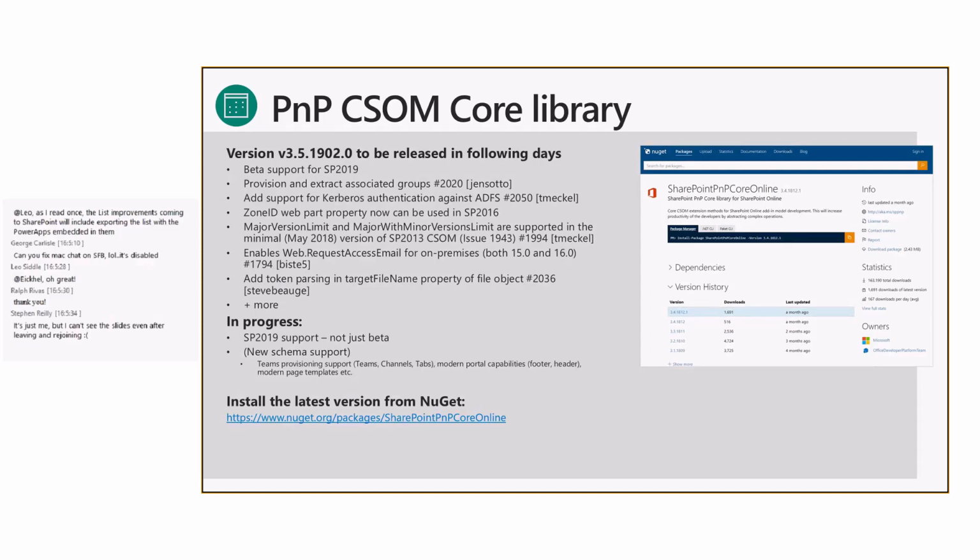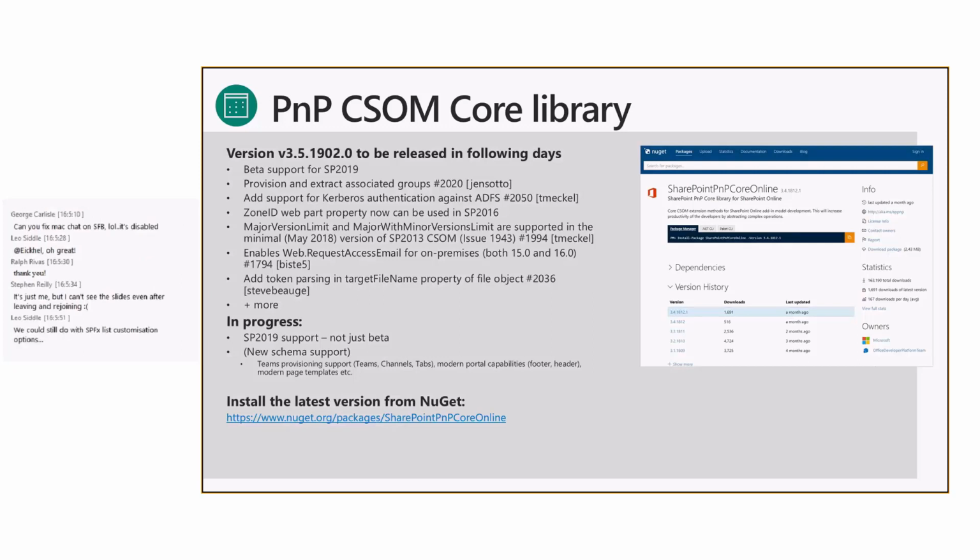Thanks, Vesa. Well, I think the cool thing is SharePoint 2019 support, like we announced last time. It's really getting close now. We will release the new February version of CSOM core maybe tomorrow, Monday latest, so it depends a bit on how things go. But we have SharePoint 2019 in there, so that's great. Furthermore, we had several community contributions merged this month from Jens around extraction and provisioning of associated groups, and Kerberos ADFS support for people on-prem. That is still important, so we have that.